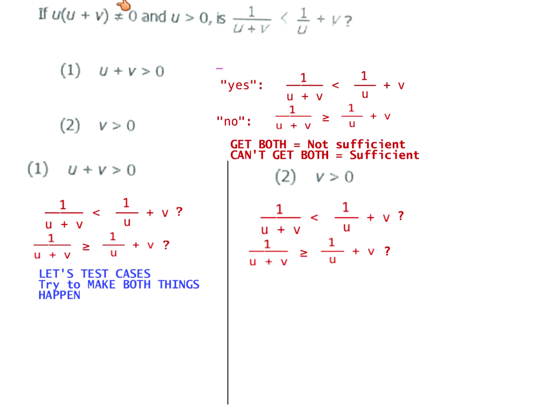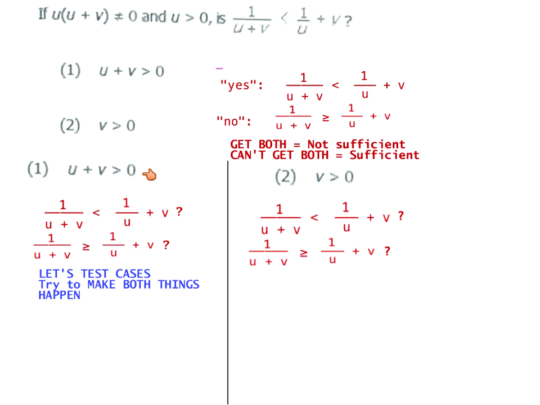So we do need this to be non-zero. We need this to be true, and we need this to be true. So someone give me a case of U and V that actually does all three of these things. This has to be non-zero. So does this. So does this.